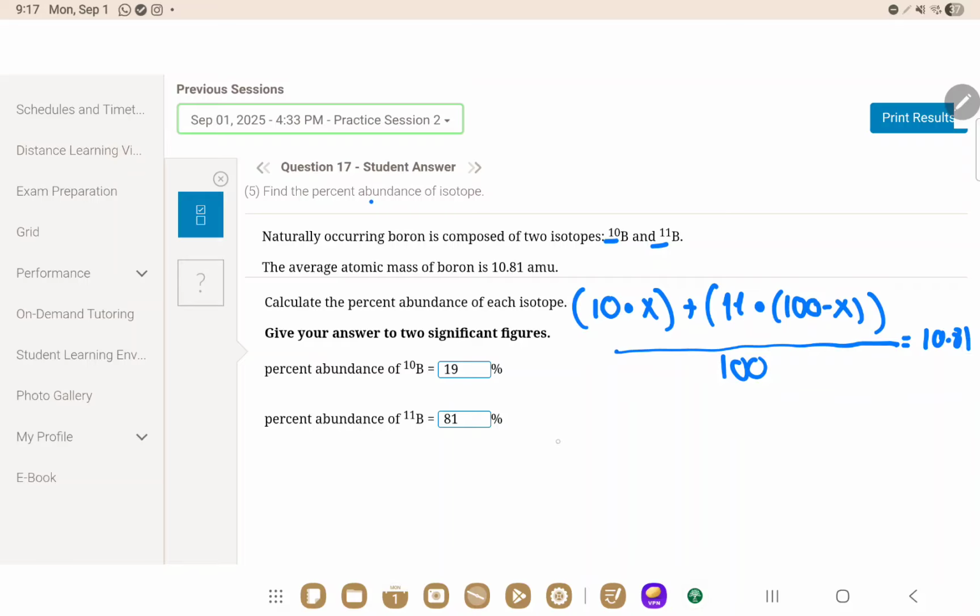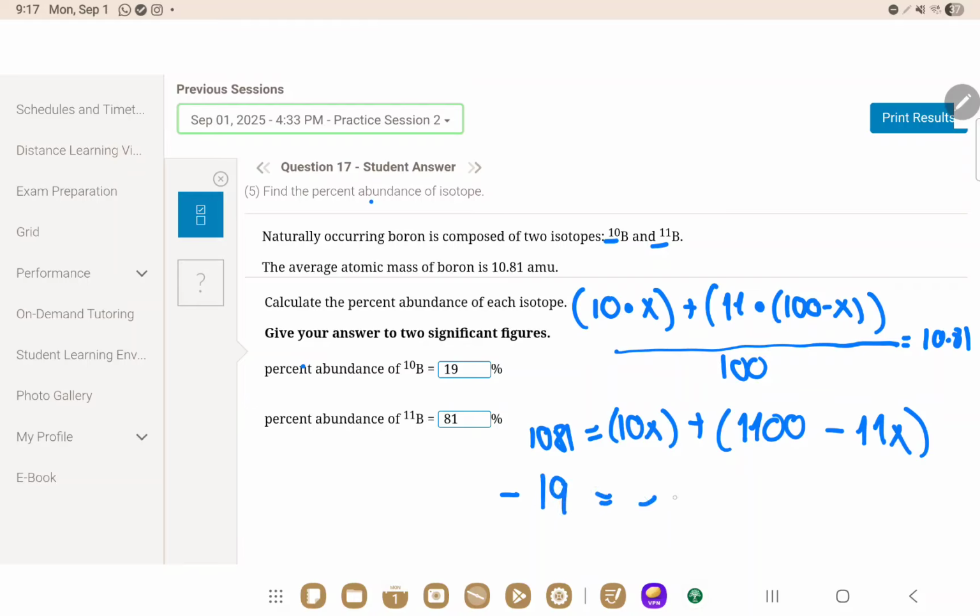Now 10.81 times 100 gives you 1081 equals 10x plus 11, you distribute, so 1100 minus 11x, then you move this to the other side, so you get negative 81, I'm assuming. No, wait, let me just do it on my calculator really quick. So 1081 plus minus 1100, you get negative 19 equals negative x.